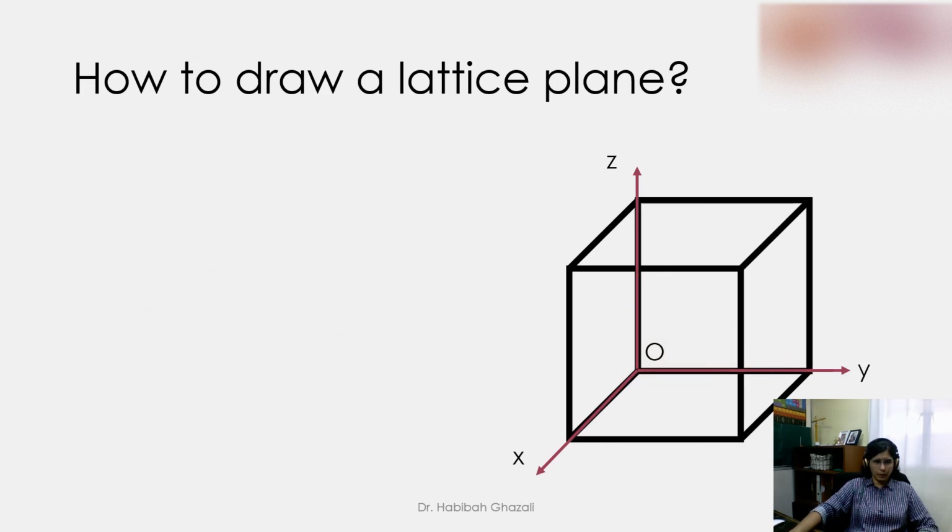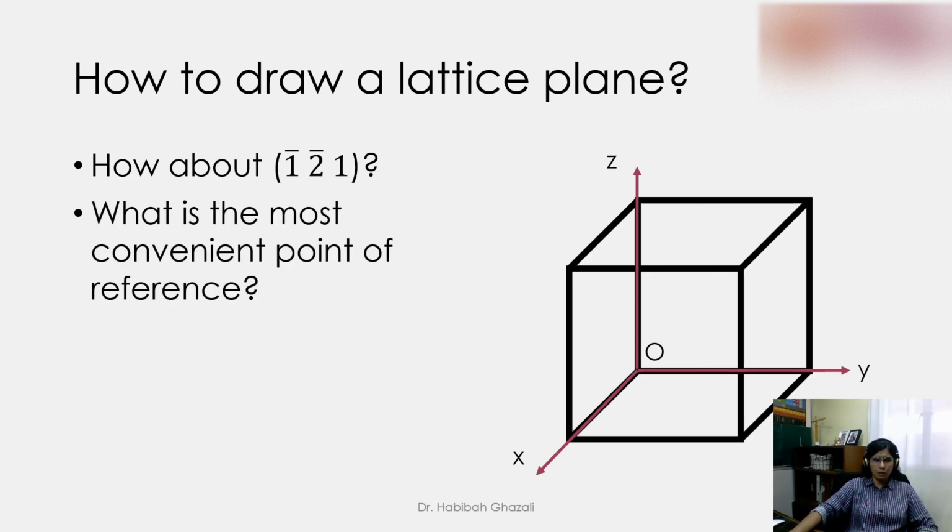Let's do another one. So I have this Miller index and I want to draw the crystal plane. Definitely we can see bar 1, bar 2, and 1 here, so this is a negative index. So I have to choose the most convenient point of reference. If you choose the O here as your point of reference, you're going to be in trouble.